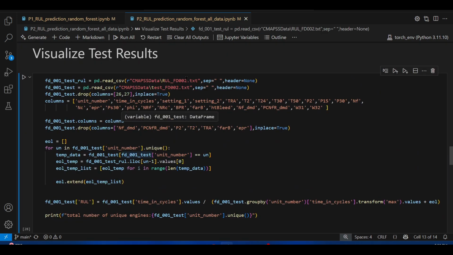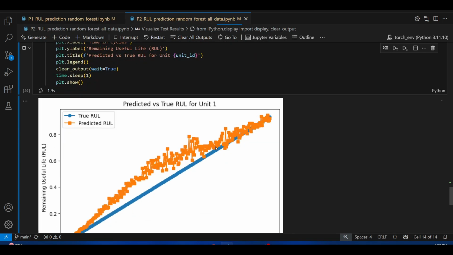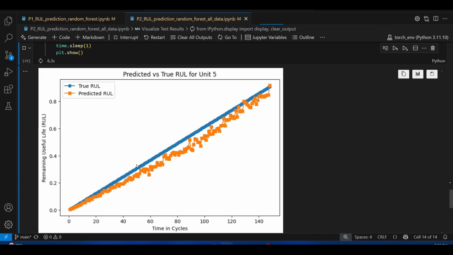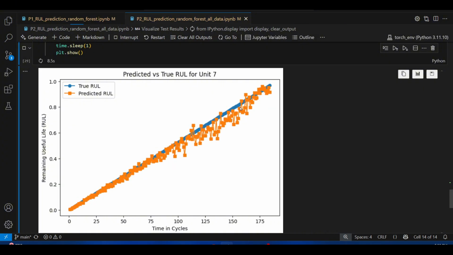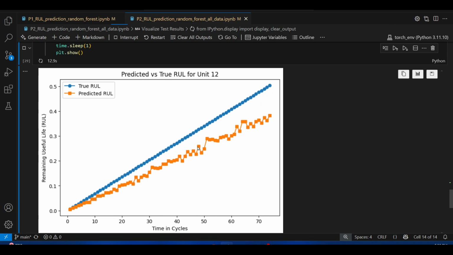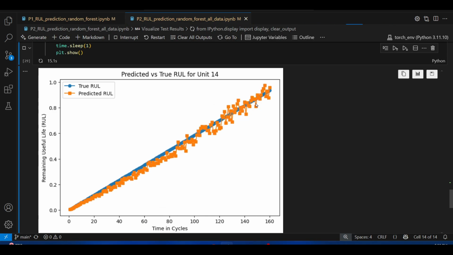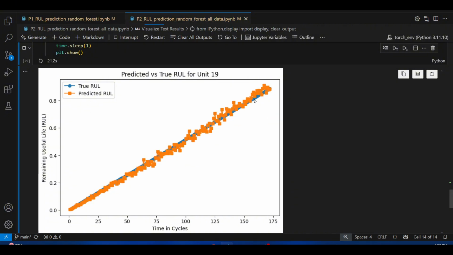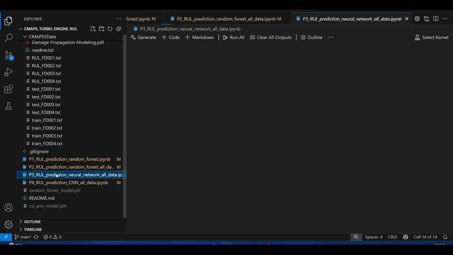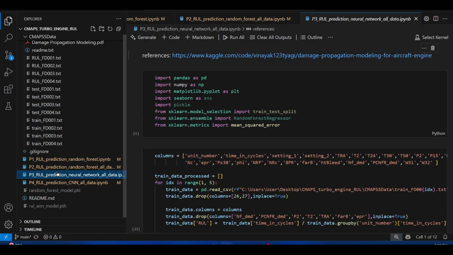So now what I'm doing is I'm taking, let's say, test FD002, and I want to visualize the results. So you see, this is for the first engine, second engine, third engine, fourth engine. The yellow one is the prediction and the blue one is the true. And you see, more or less it follows. And the more it follows, the better the prediction. What I also did is you can go and follow, I already uploaded all this code into my GitHub.